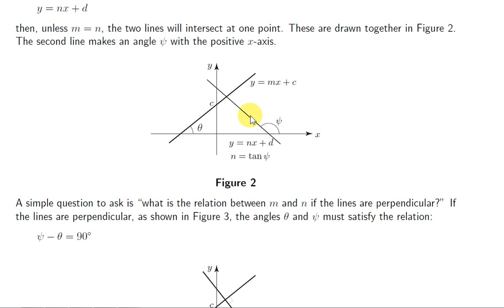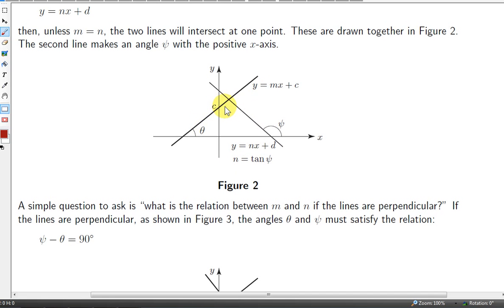Now we know that the tan of the angle that a line makes with the positive x-axis is equal to the slope of the line. So the slope of this line is the coefficient of x, which is n, and that must equal the tan of psi, where psi is the angle measured anti-clockwise from the positive x-axis to our line. We are interested in the relationship between the slopes of the lines, that is between m and n, when the lines are perpendicular to each other. So we want these two lines to be perpendicular.